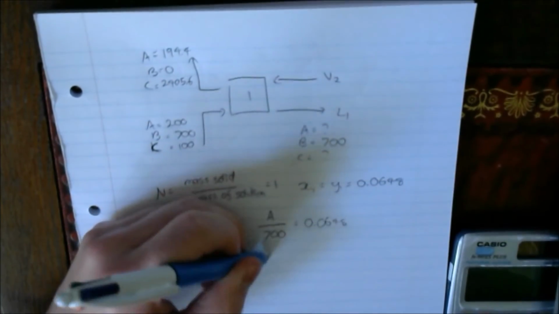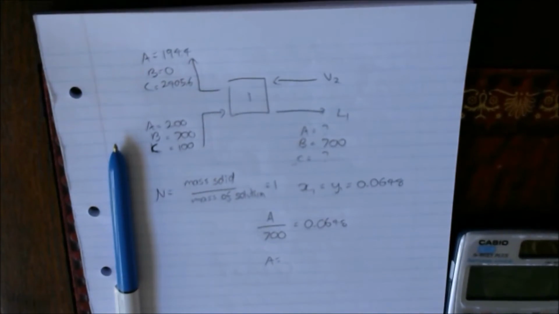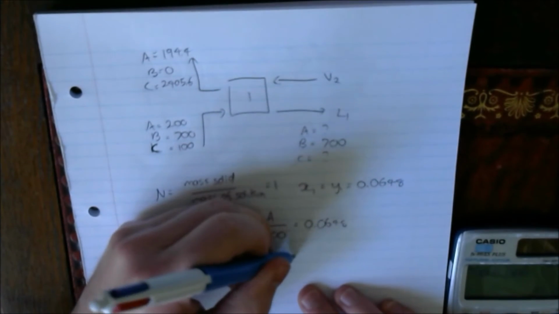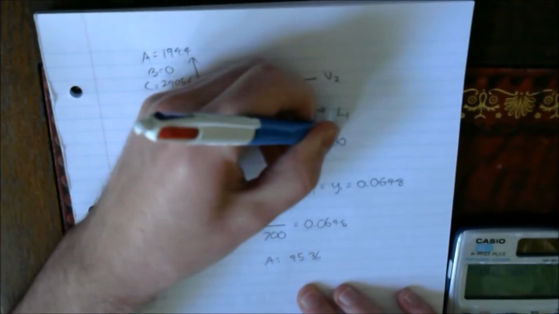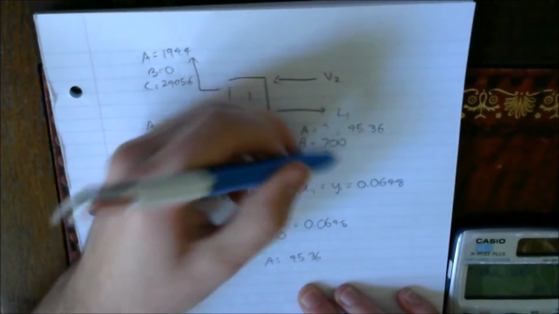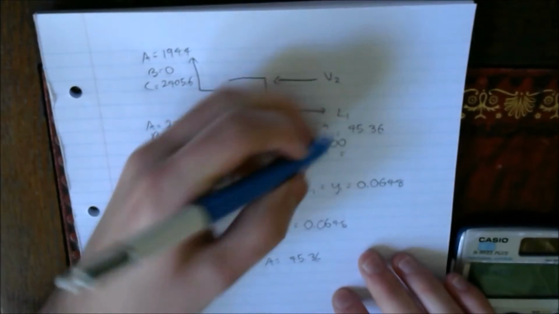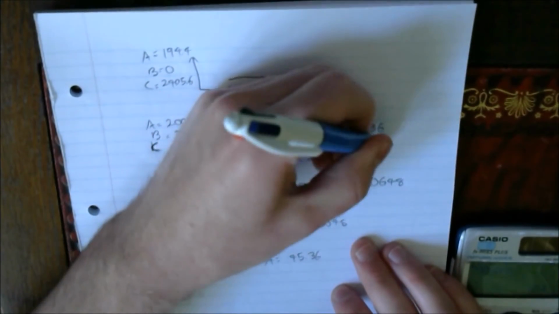0.0648. So A then is going to be equal to 45.36, and then simply 700 minus that is going to give us our C. So that's going to be equal to 654.64.